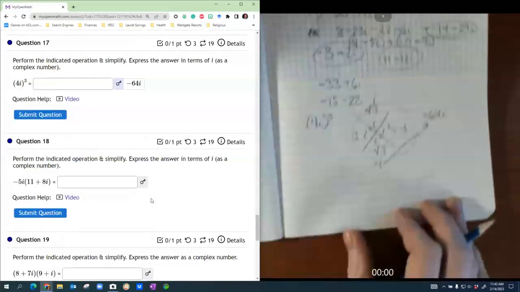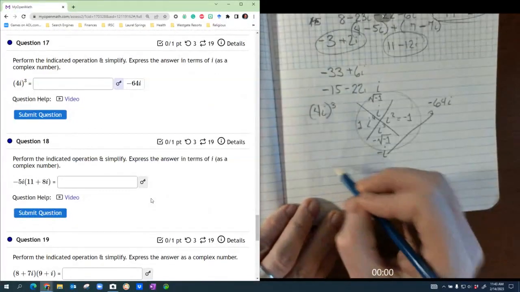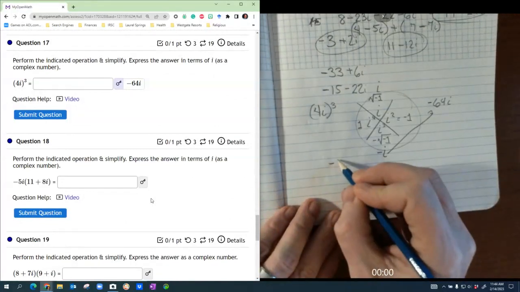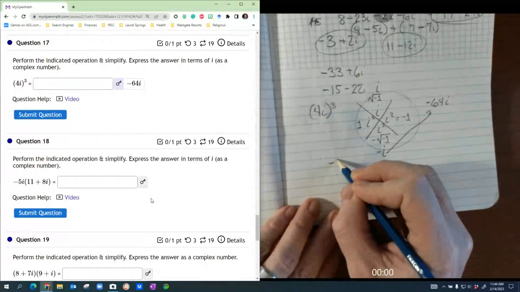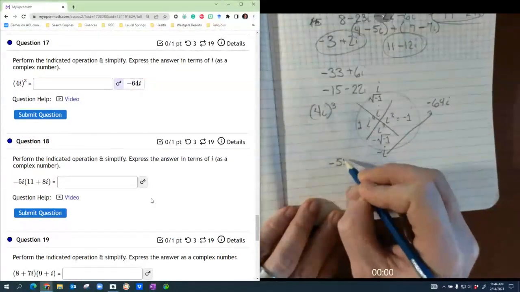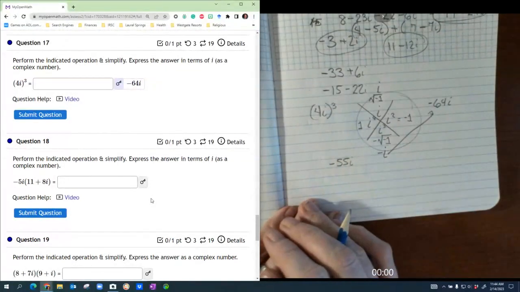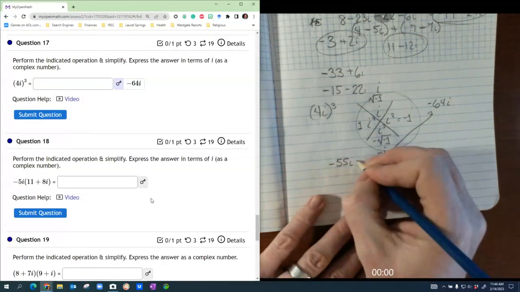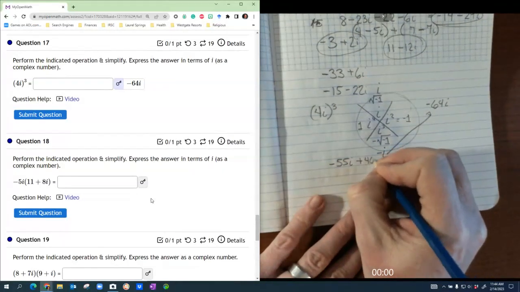Now, taking a look at multiplication, again, remember that i times i is i squared. We're going to get negative 5 times 11 is negative 55i, and then we get i times i is negative 1. Remember, i squared is negative 1. But then we have negative 5 times 8 is negative 40. And that double negative equals positive, so it's going to be positive 40.